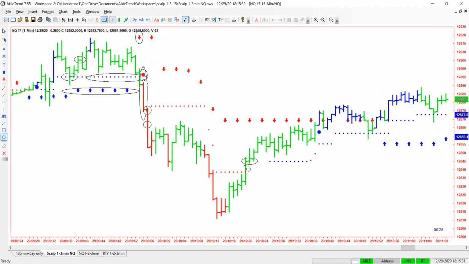And this one closes above the red dot. No trade, no trade. Where's the next trade? No trade, no trade, no trade. Now, you say, how about in here? It's too tight. The red resistance and the blue dots are too tight.